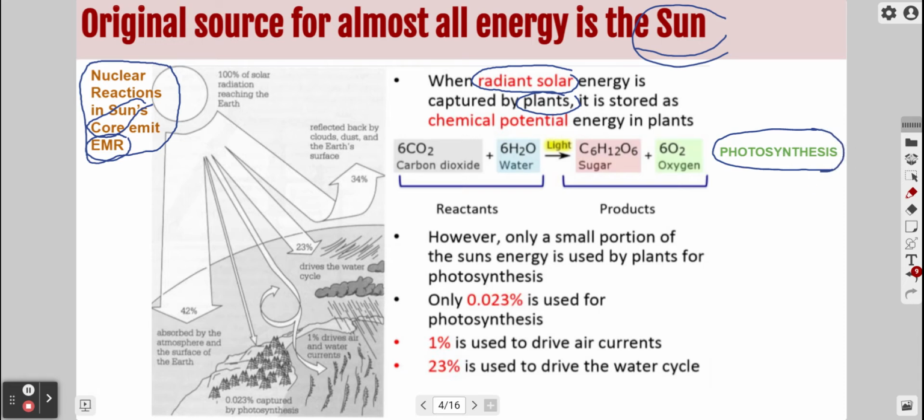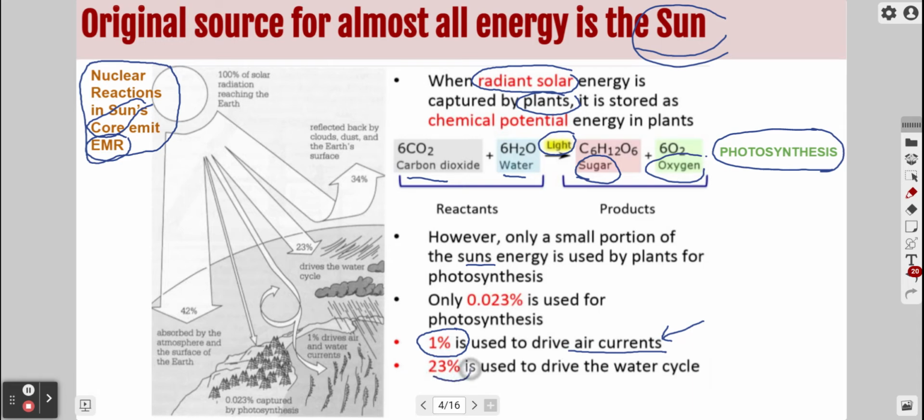So that light coming from our sun, from the nuclear reactions in the sun's core, allows plants to do photosynthesis, where they take the carbon dioxide, combine it with the water to produce sugars and oxygen, and basically build up the plant and survive. Now only a small portion of the sun's energy is actually used for photosynthesis. There's also a portion of the sun's energy that's used to drive the air currents, and those air currents we capture in the wind turbines that we're going to be talking about in the second chapter.